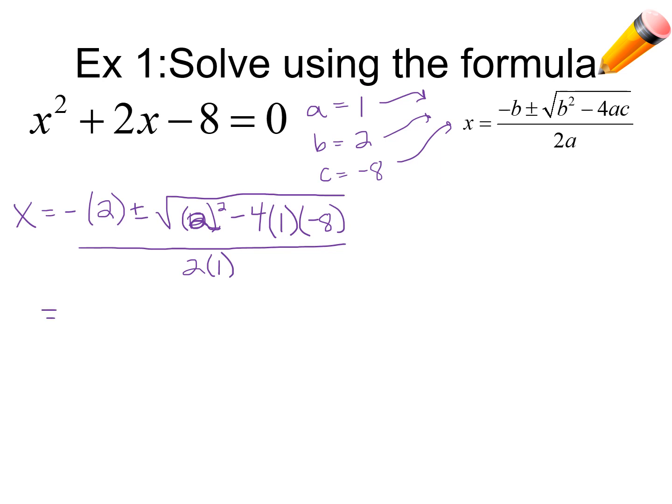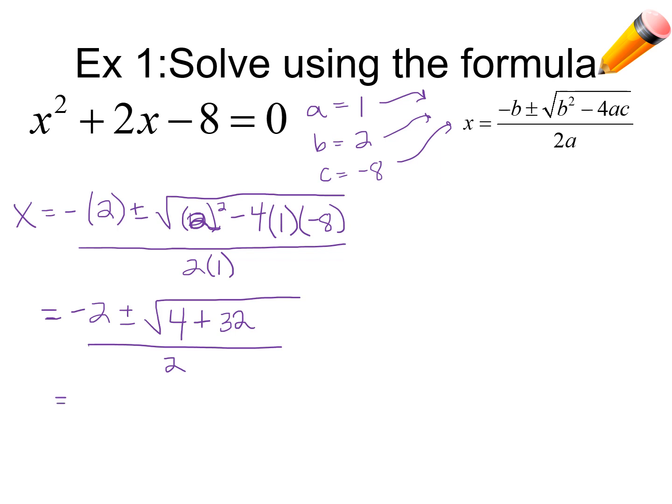From here, we're going to want to simplify it. So I get negative 2 plus or minus the square root. 2 squared is 4, minus 4 times 1 is 4, times a negative 8 would be a negative 32. So I'm subtracting a negative 32, which means the same as adding. You can also look at it as multiplying a negative 4 in all these instead of subtracting. Again, all over 2 times 1, which is 2.